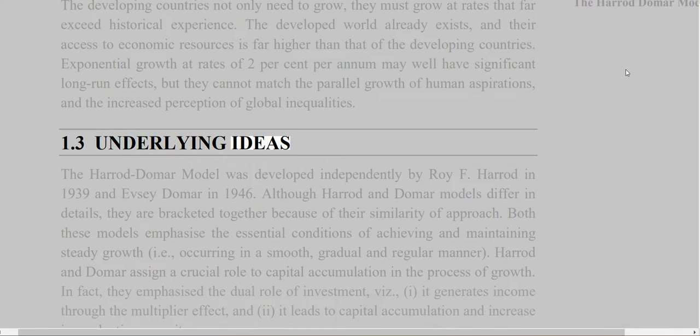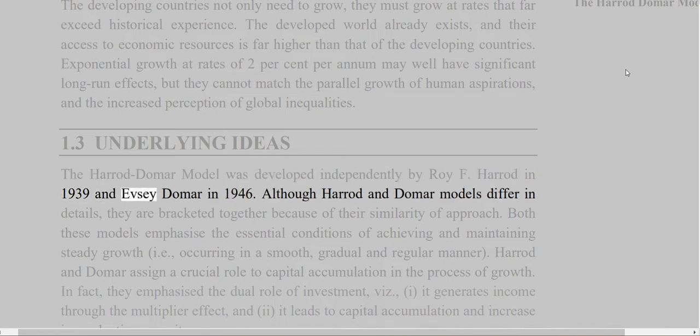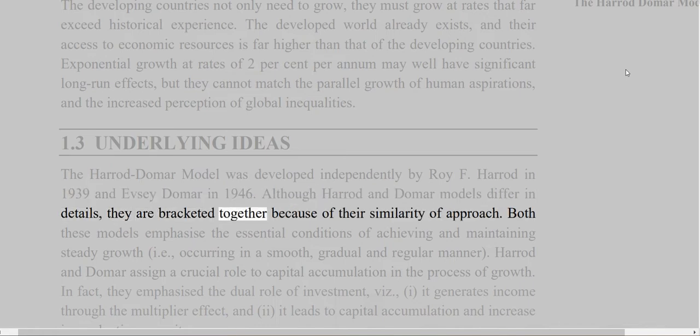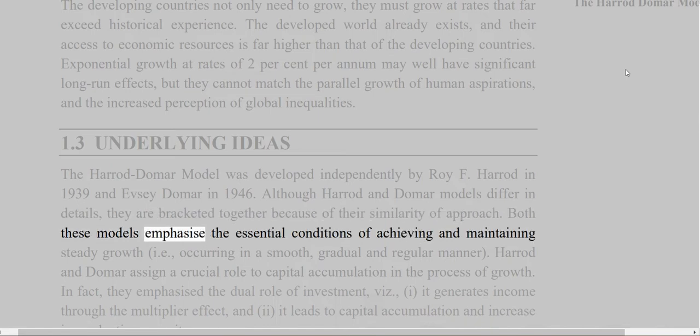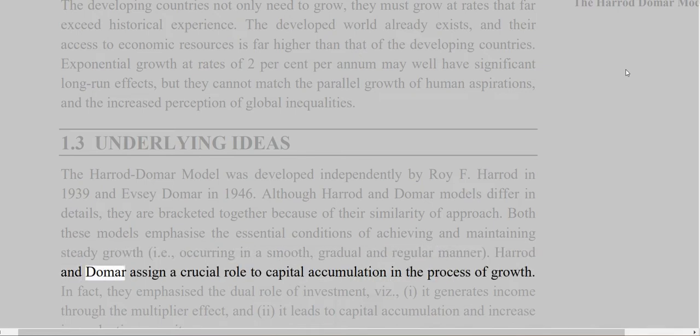1.3 Underlying Ideas. The Harrod-Domar model was developed independently by Roy F. Harrod in 1939 and E.D. Domar in 1946. Although the Harrod and Domar models differ in details, they are bracketed together because of their similarity of approach. Both models emphasize the essential conditions of achieving and maintaining steady growth, i.e., growth occurring in a smooth, gradual, and regular manner. Harrod and Domar assign a crucial role to capital accumulation in the process of growth.